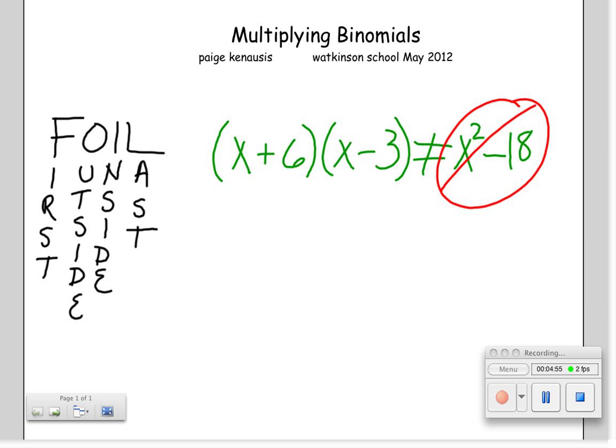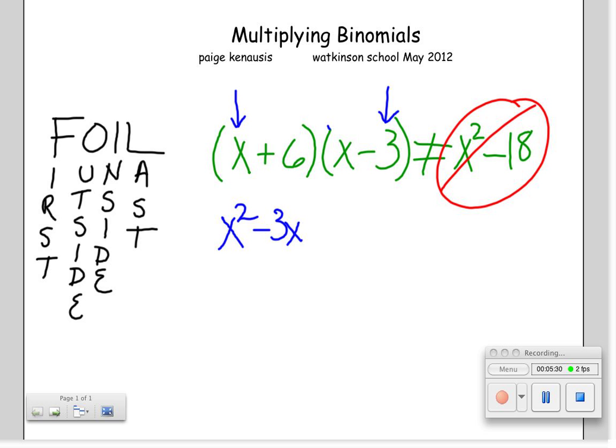Okay, FOIL stands for first, outside, inside, last. What you need to do is look at the first term in each binomial and multiply it. X times x is x squared. You've taken care of your first. Now, what I want you to do is consider your outside terms. By outside terms, I mean the one in front and the one at the very end. In this case, you are multiplying -3 times x for -3x.